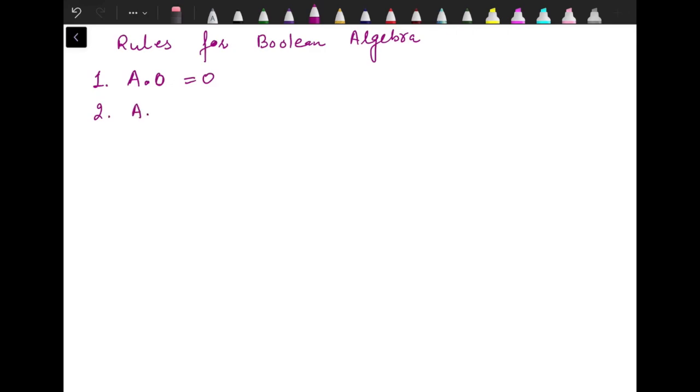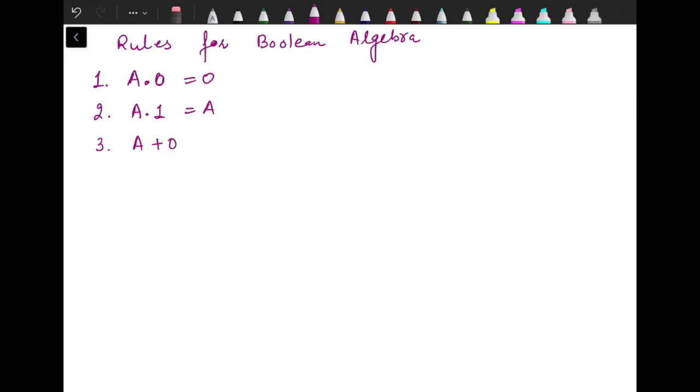Then A and 1 is always A. Now, if A is 0, then 0 and 1 is 0. If it is 1, then 1 and 1 is 1. So any variable when it is having AND operation with 1, it will result in the same variable.